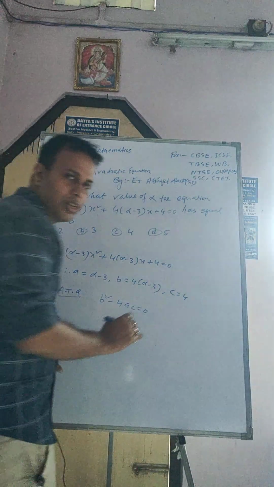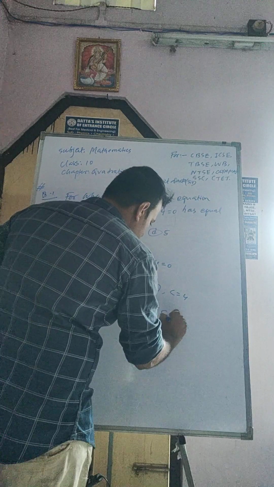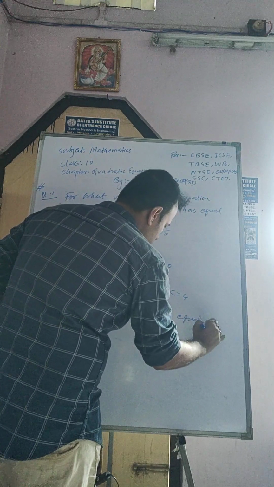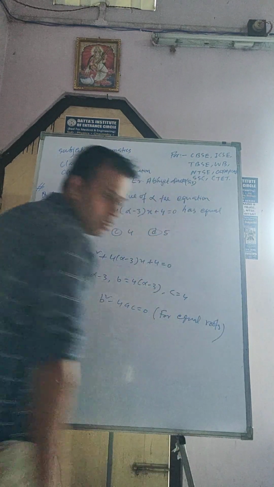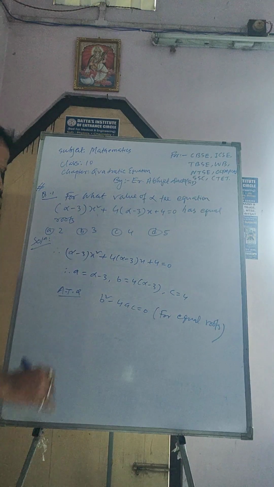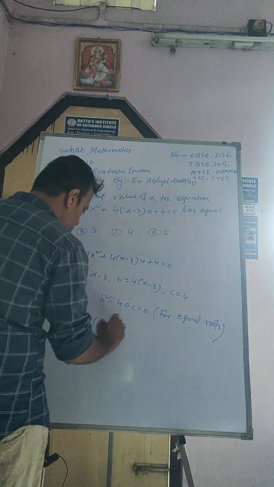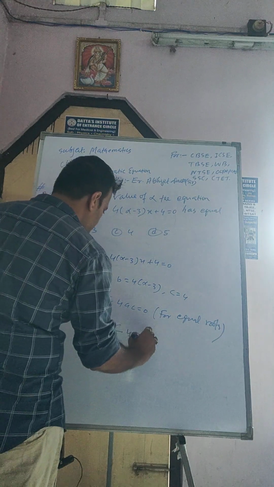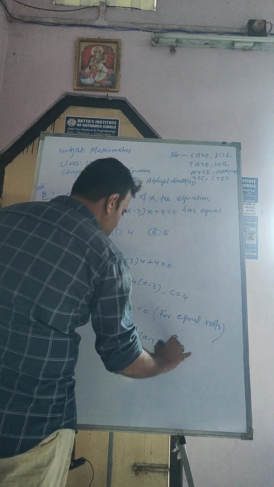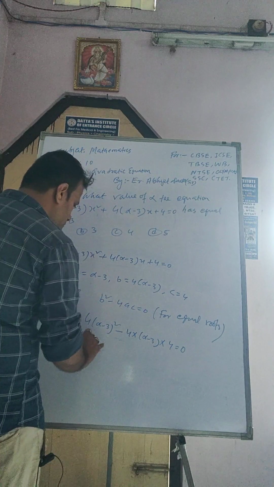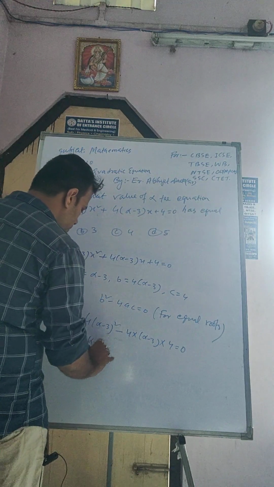So according to the question, we know that b square minus 4ac is equal to 0 for equal roots, is it not? Now b is 4 into alpha minus 3 whole square, minus 4 into a, which is alpha minus 3, and c is 4, equal to 0. So if I take 4 alpha minus 3 common, what will be left?